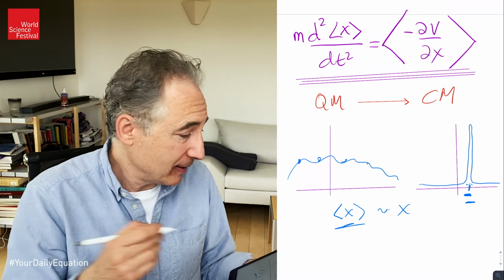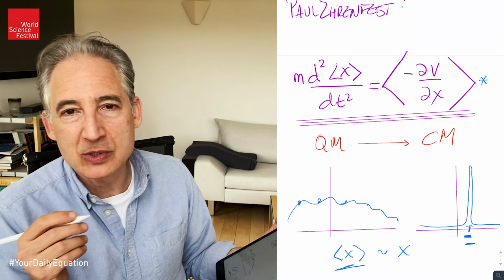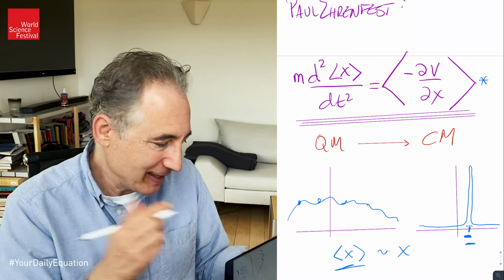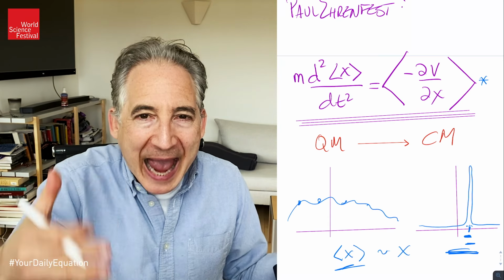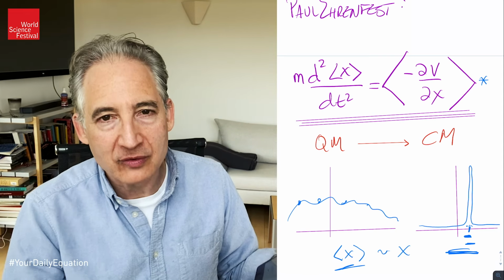And given that, the relationship between this Ehrenfest equation and Newton's equation becomes even more clear, because average values, in the case of this kind of probability wave, are very much like actual values, the actual values that we use in Newton's second law.